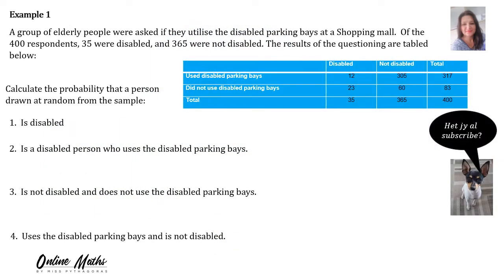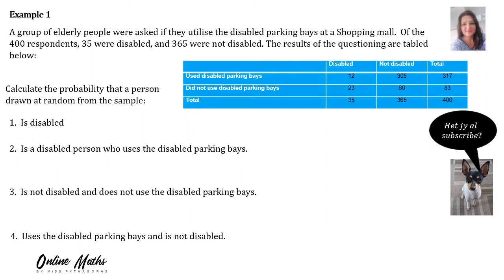Example 1. A group of elderly people were asked if they utilized the disabled parking bays at the shopping mall. Of the 400 respondents, 35 were disabled and 365 were not disabled. The results of the questioning are tabled below in the contingency table. So let me just quickly explain to you what is happening here.